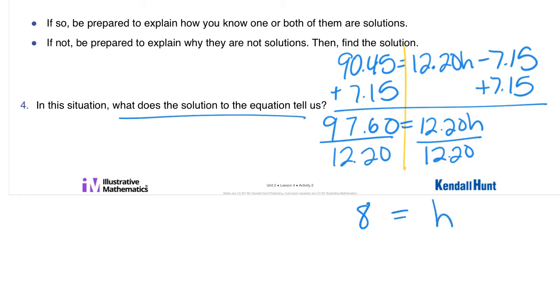So what does this solution to the equation tell us? It means that when she worked 8 hours, here's our 8 hours, that's when she made $90.45.